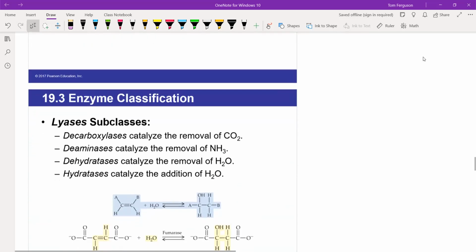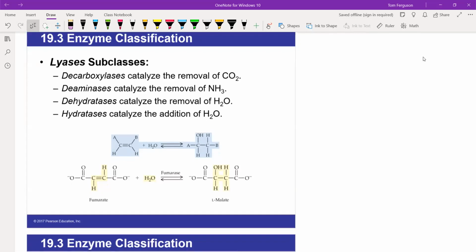Lyases, there are four subclasses. A decarboxylase catalyzes the removal of a CO2 group. Deaminase, removal of an amino group. Dehydratase, removal of water. And then a hydrase is the addition of water.